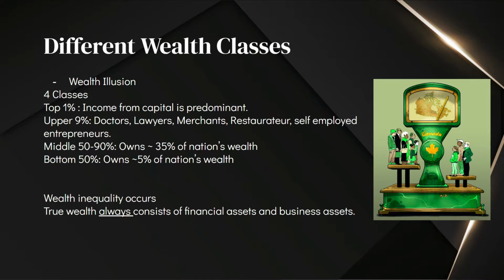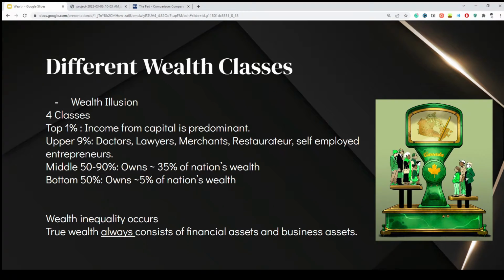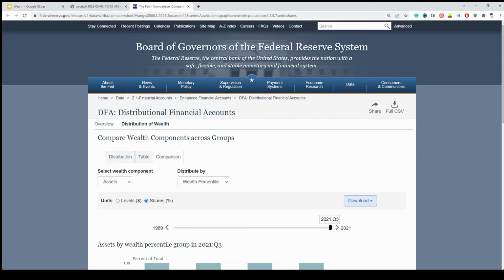The middle 50 to 90%. The middle class owns around 35% of the nation's wealth generally, and the poorest 50% own less than 5% of the nation's wealth. The 90% of households not in the top 10% usually rely heavily on labor income. And I want to show you guys the asset representation of these groups to get a better understanding.